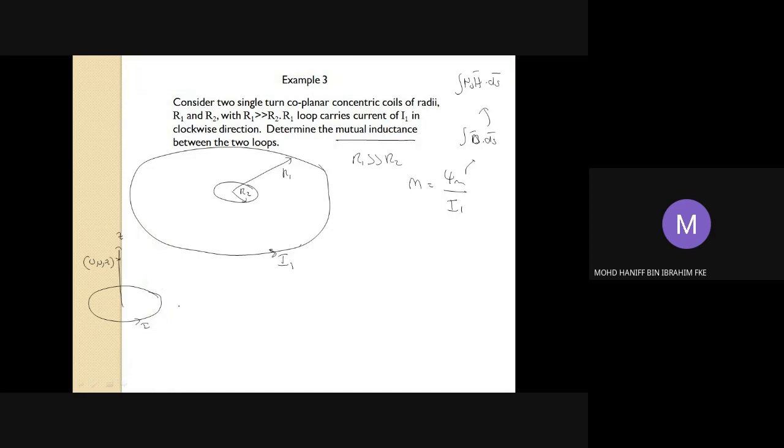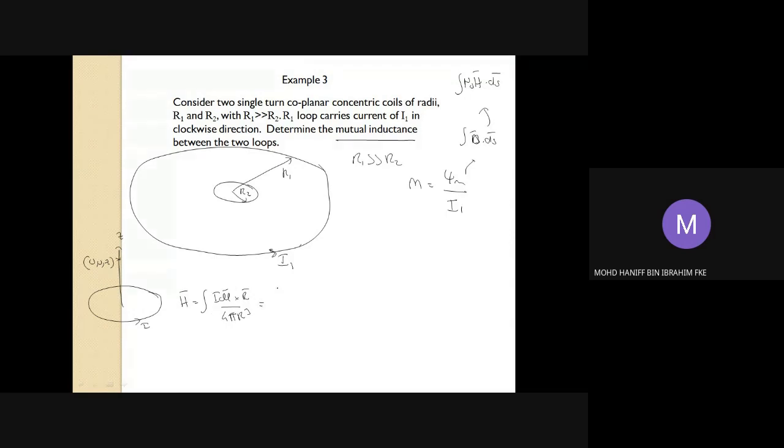We have an H field at this particular location equal to the integration of I dl vector cross R over 4 pi R to the power of 3. Hopefully you can recall these things that we have learned previously in Biot-Savart's law. So I will write it very fast here.